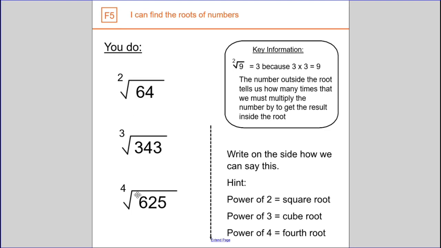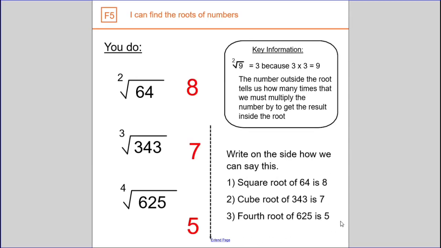Here's 3 questions for you to try. Now, once you're done, you can also write on the side how we say this. And here's the solutions. For the first one, two numbers that multiply to give you 64 can be 8. For the second one, three numbers that multiply to give you 343 is 7. And finally, 4 numbers to give you 625 is 5.